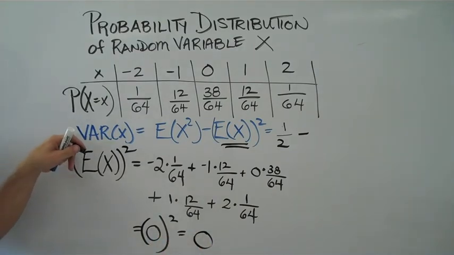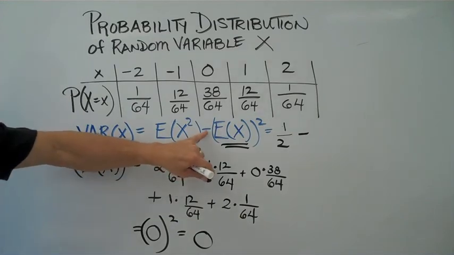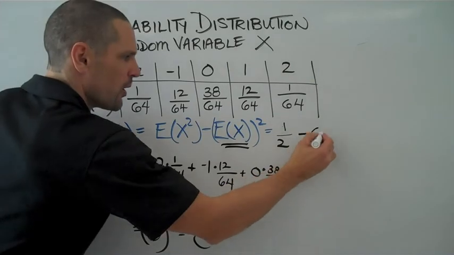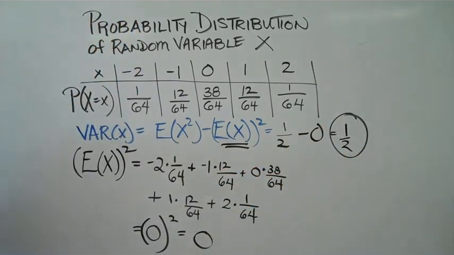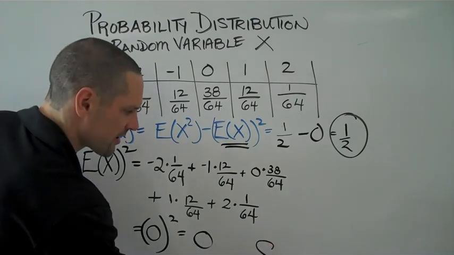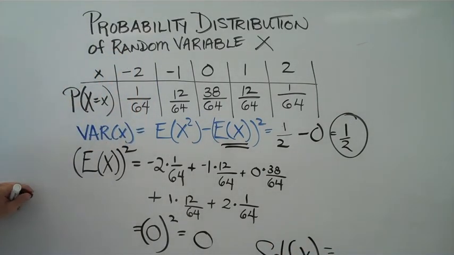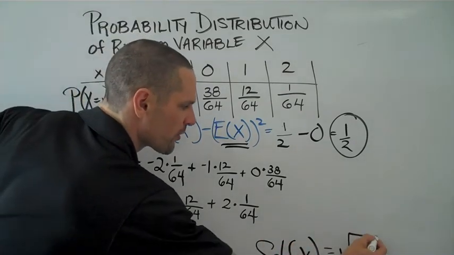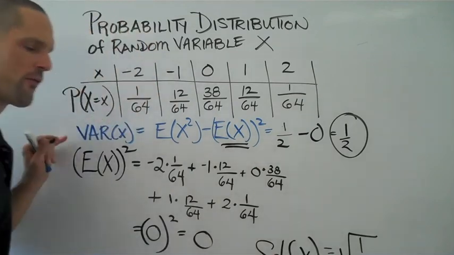So if we're following the formula for variance, it would be 1/2, which we found earlier, minus 0 squared, which is 0, which gives us 1/2. So we know that that's our variance. Well, what is the standard deviation of this discrete random variable x? The standard deviation is going to be the square root of our variance, and that will be, of course, the square root of 1/2.